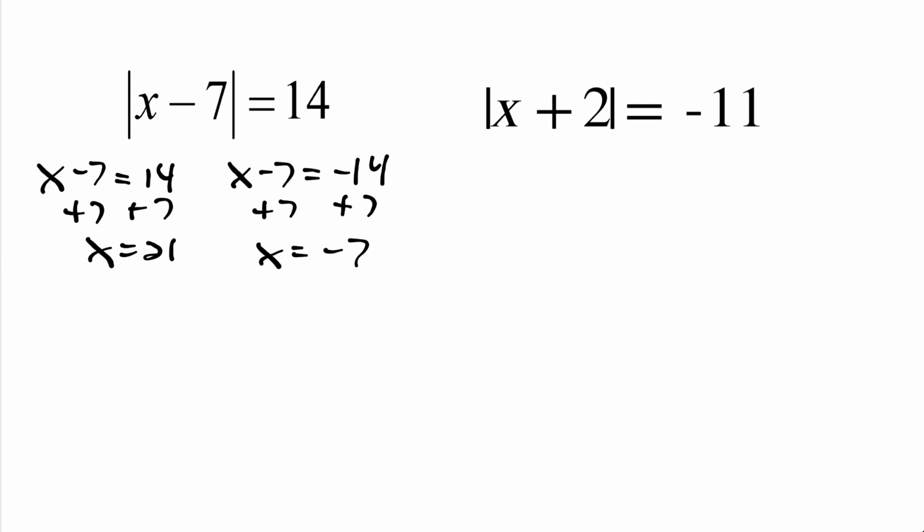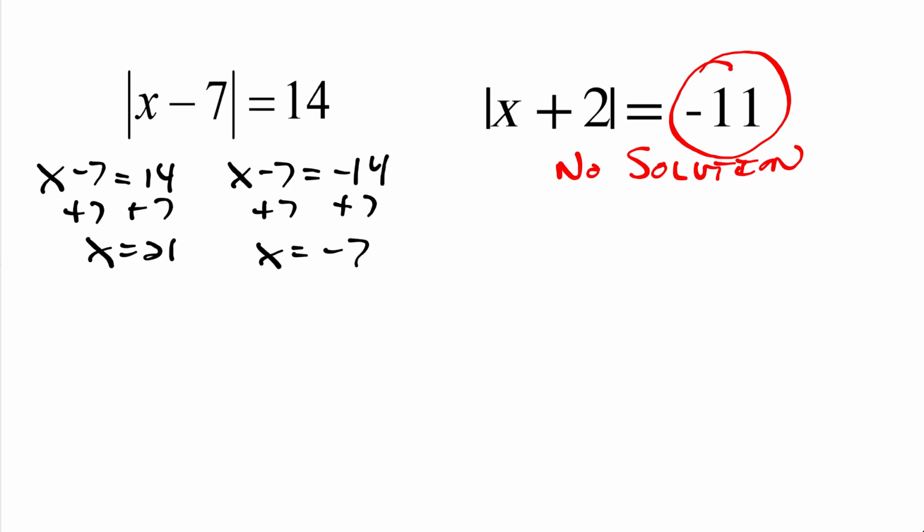Okay, let's look at the next one. So this says the absolute value of x plus 2 equals negative 11. Well, wait a minute. I can't have the absolute value equal to negative 11. This is a no solution. Okay, that can't happen.